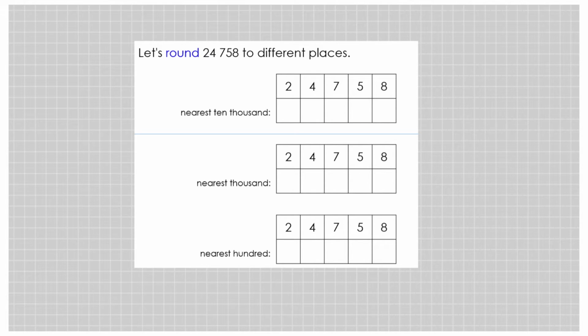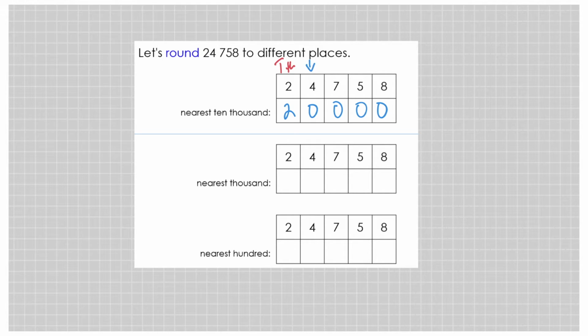24,758 to different places. So the nearest 10,000. So here's the 10,000s column. And if you recall in the previous video, the digit that matters is this. And 4 tells us to round down. So 0, 0, 0, 0. Everything turns into a 0, and the 2 stays the same.